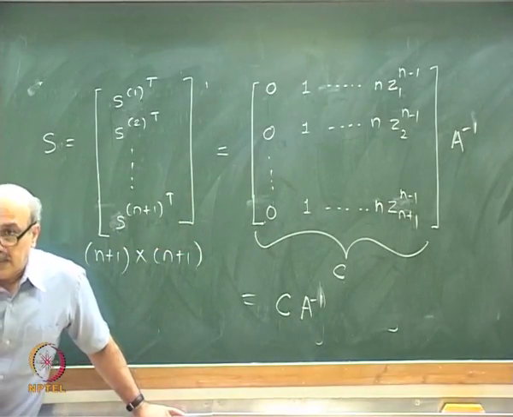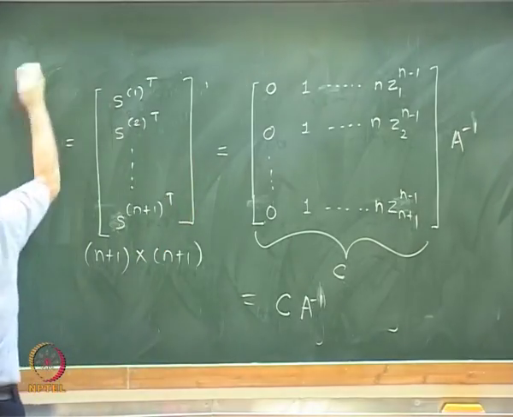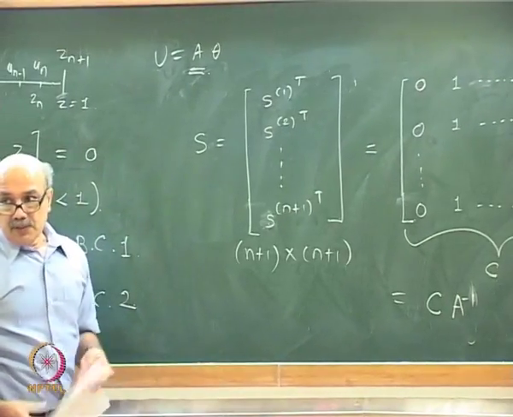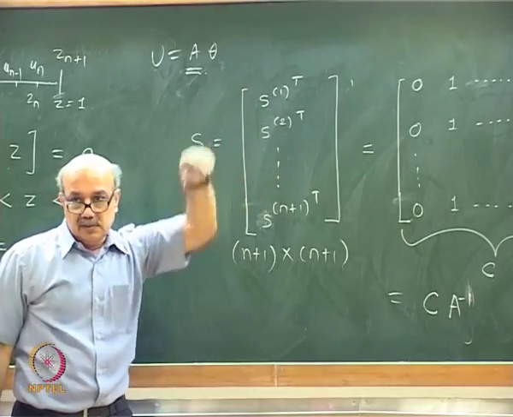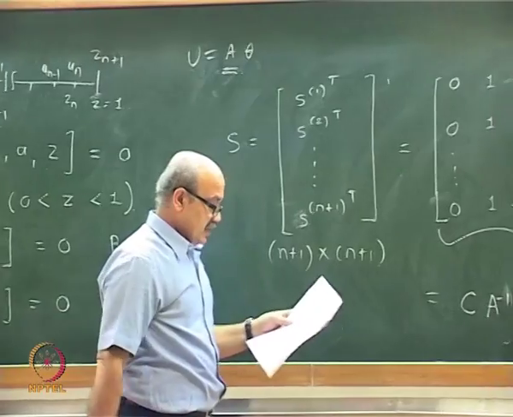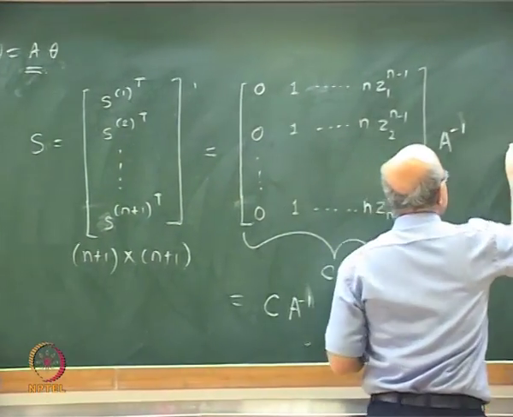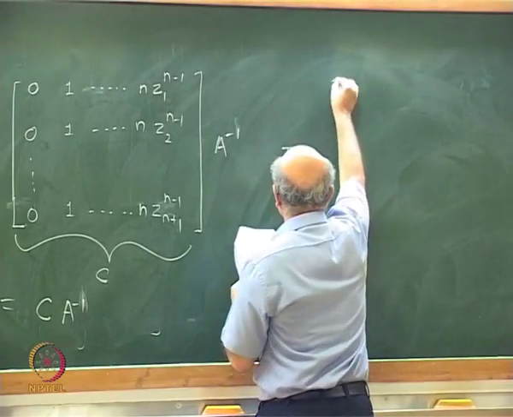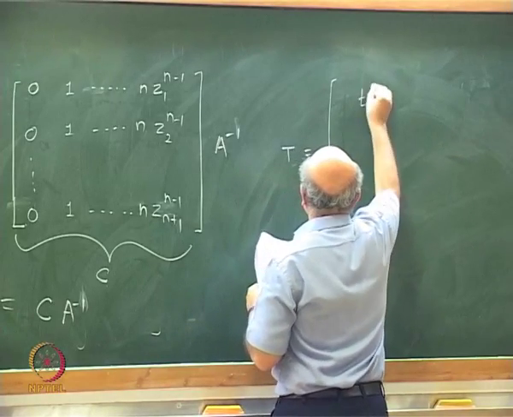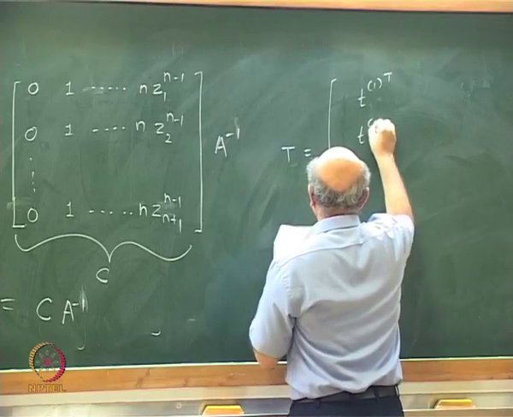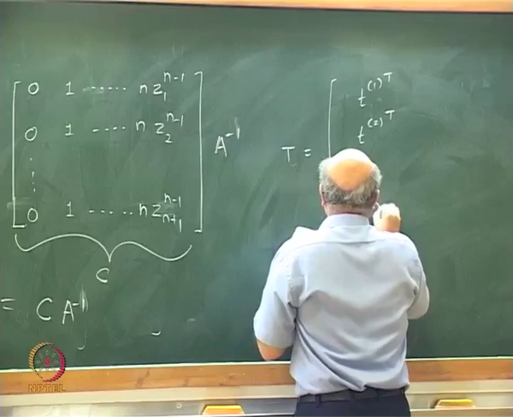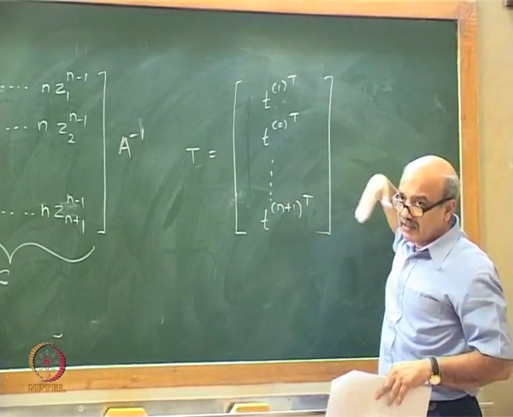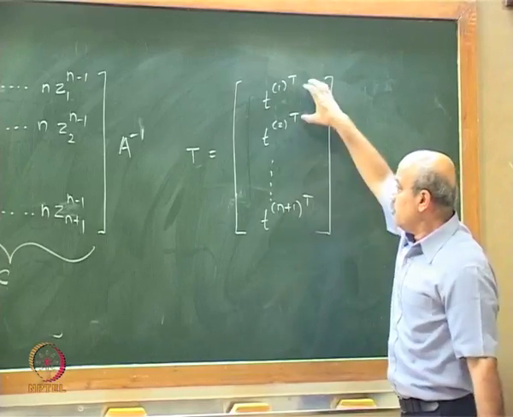Well, how was our A matrix defined? Just keep it in the background, that we have this equation that U is equal to A theta. Okay? U equal to A theta. So the A matrix is defined using 1, Z1, Z2, and so on. Likewise, I am also going to define this T matrix. This T matrix will consist of... So I have stacked up these row vectors to create this matrix.